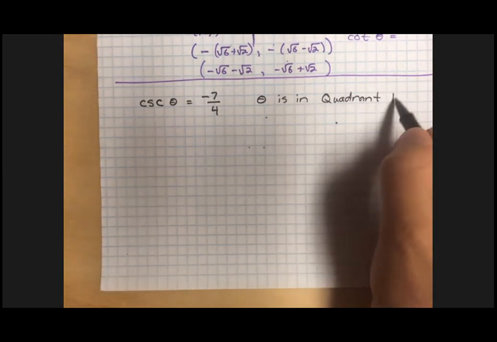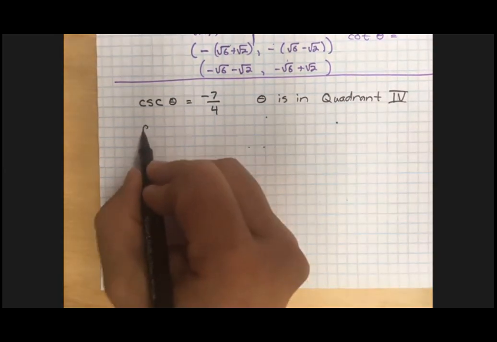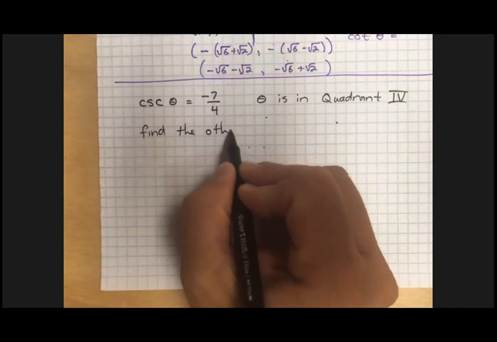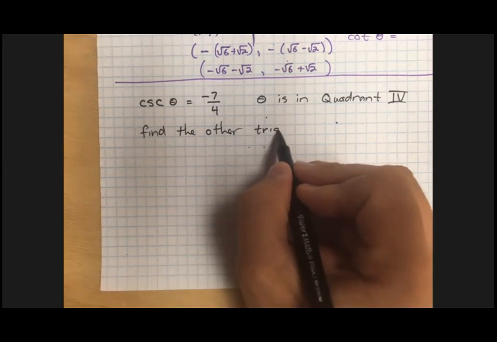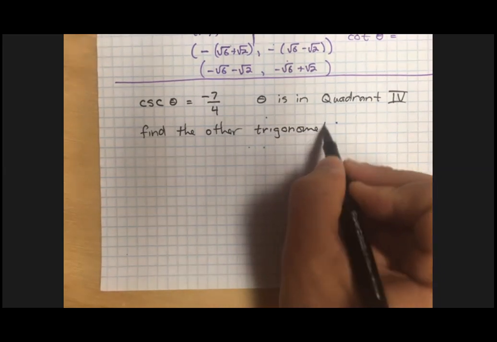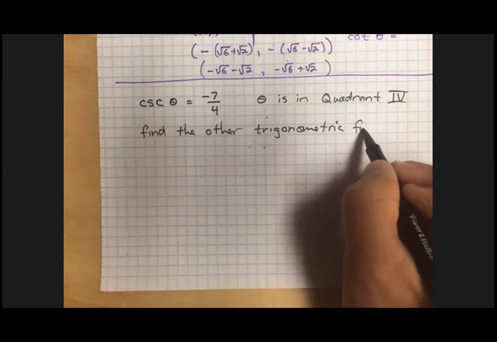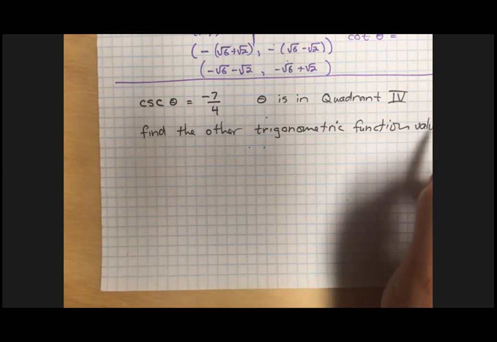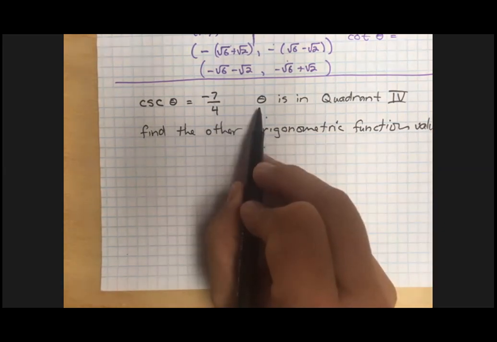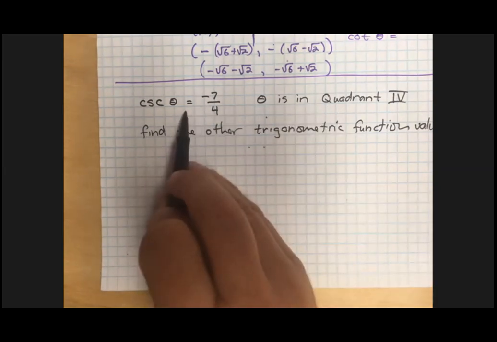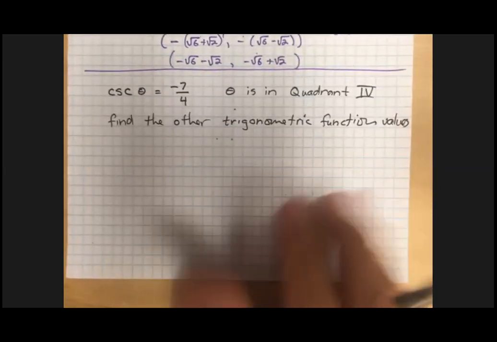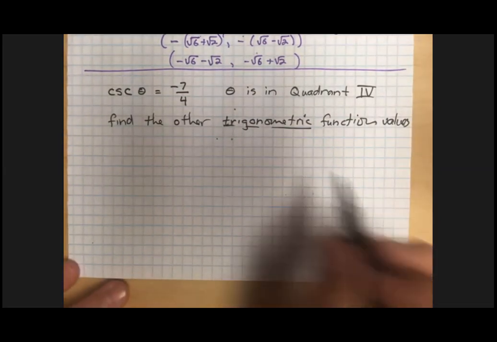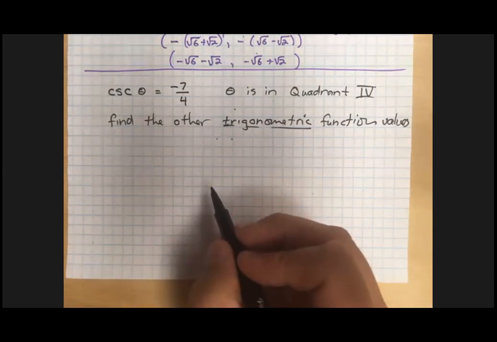Can you draw this theta? And can you find the other trigonometric function values? I did not tell you what theta was. I just told you where it was, and I gave you one of the 6 values. So I'm going to emphasize trigonometric here again. Why do we use that word? First, let's just draw a credible picture.